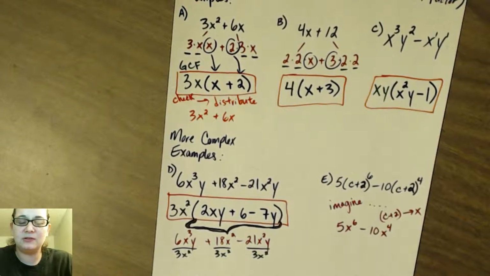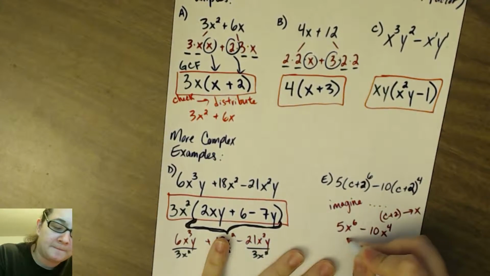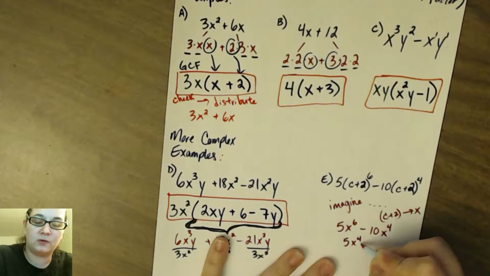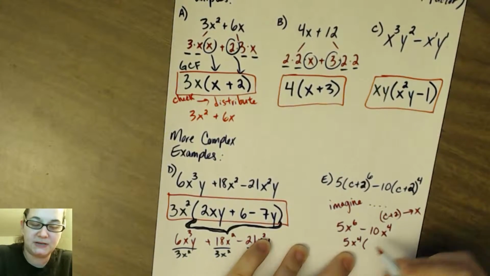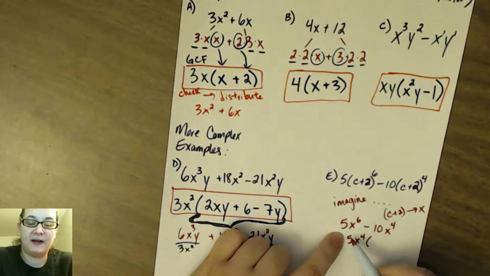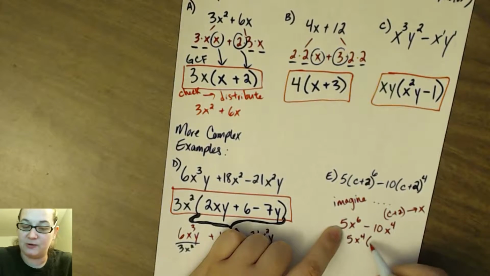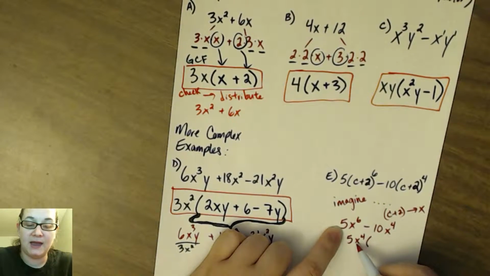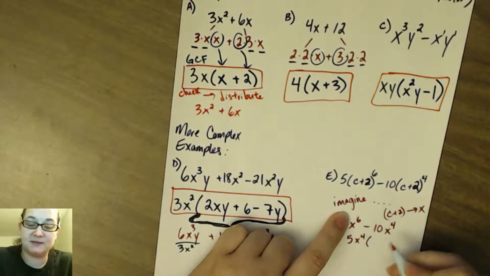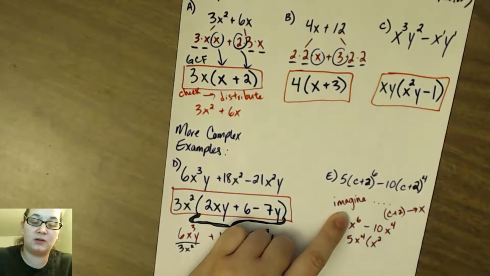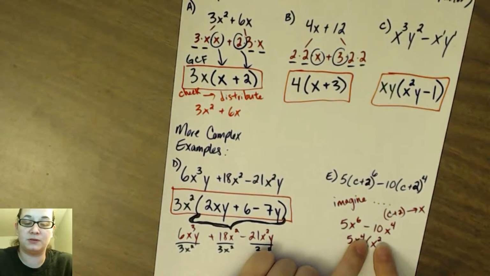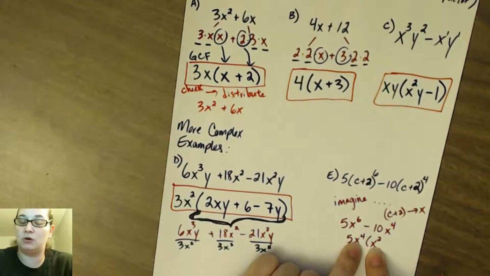And it would kind of look like 5x to the 4, parentheses, and 5 times 1 would give me 5, so I don't have to write anything here. And x, 4 of them, and I need 6 of them, so I have 2 that need to go inside, so that 4 plus 2 is 6. Multiplying same bases, I add the exponents.